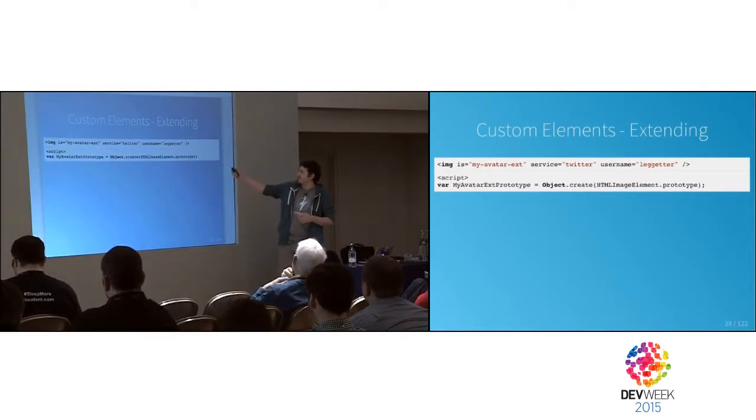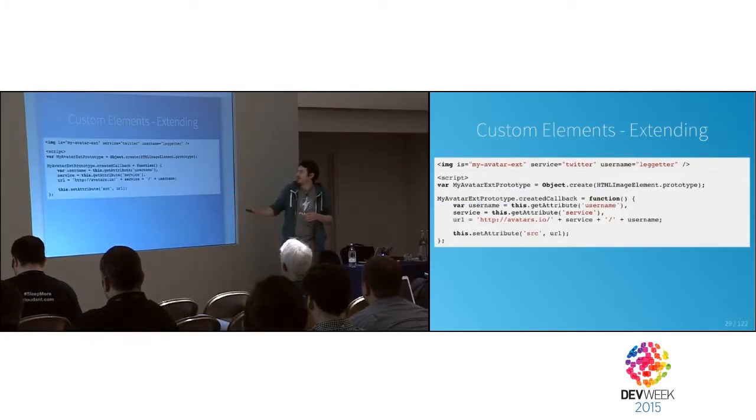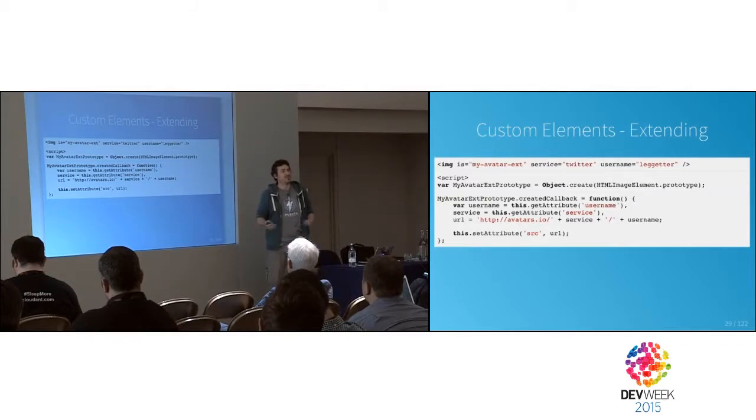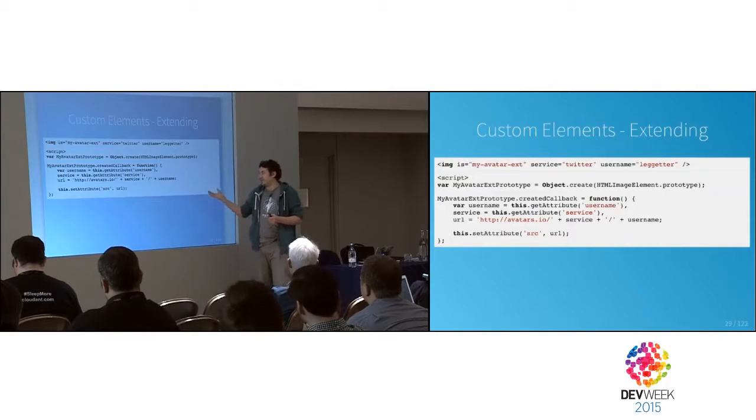So again, I'm creating a prototype, but this time I'm saying HTML image element. I'm going to do the callback. I can get the username of the service, build the URL, and because I am an image, I can set my source attribute. And I get all the benefits that image provides. So it will automatically, obviously, download and show that property.